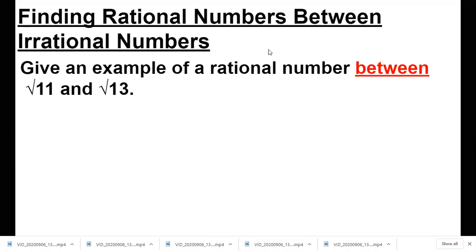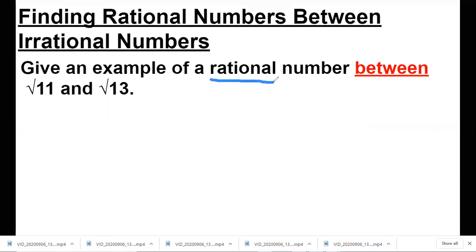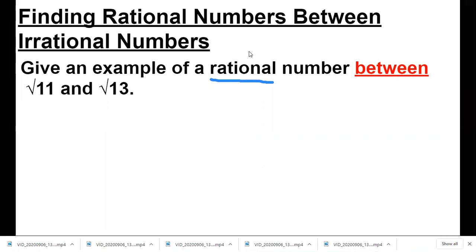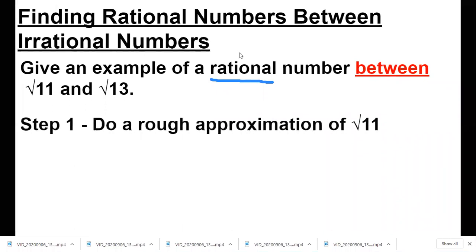We want to put a rational number, right? A rational number can be written as a fraction, right? It can terminate, or it can also non-terminate but repeat, right? So, do a rough approximation of square root of 11.